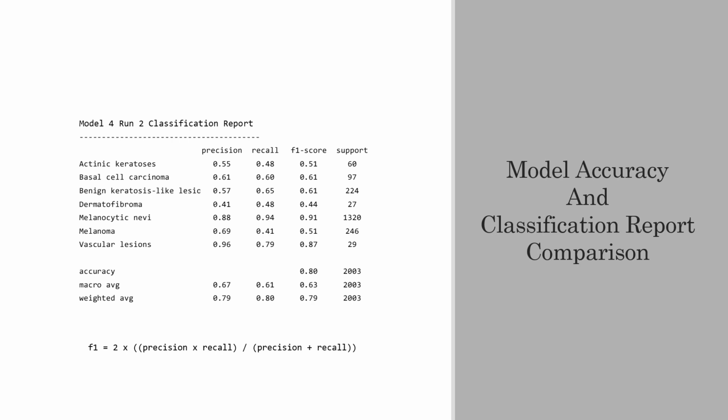We'll be looking at model accuracy and classification report. We can see that for Model 4, run number 2, the CNN accuracy is 79.88% with a final loss of 0.97. The F1 accuracy at 80% looks pretty good considering the limitations previously covered.